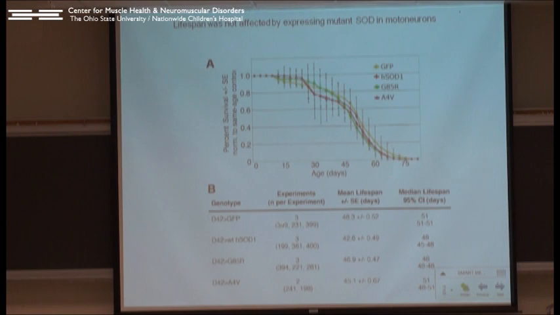I put this in here just to impress upon you the numbers that you can use in these animal models, right? They did 3 different experiments to look at survival, and each of them had 200 to 300. So again, you get really large numbers, but they showed no difference in survival when you drove the mutant form just in motor neurons.